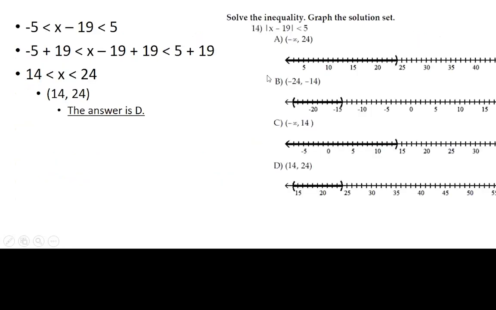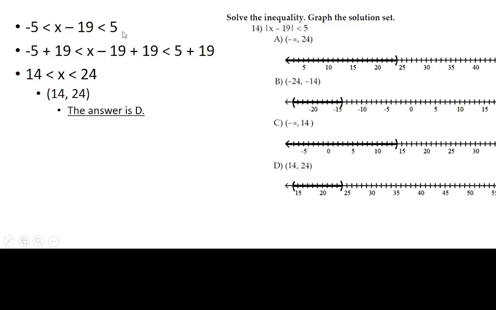Number 14, solve the inequality and graph the solution set. This is an absolute value less than. Absolute value of x minus 19 is less than 5. Absolute value less than has a particular form to solve. That's where we write it without the absolute value and then put the negative of the number on the other side. So we end up with x minus 19 is between -5 and 5.